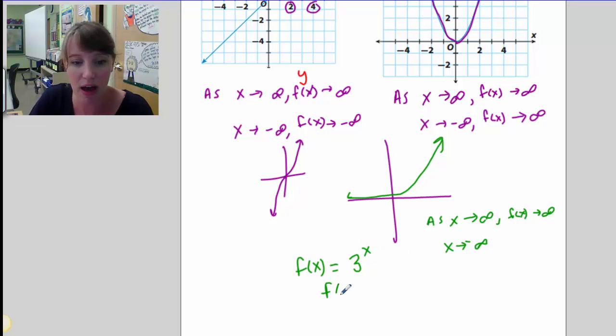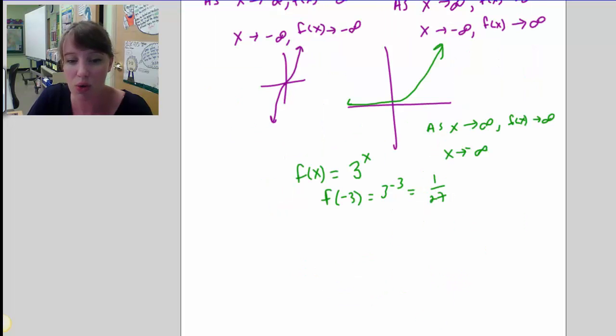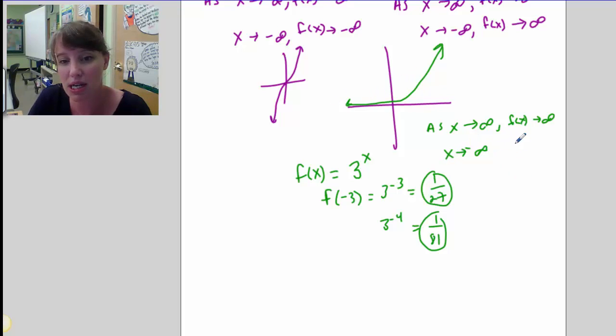So f of negative 3, for instance, would be 3 to the negative third, which would be 1 over 27, right? And then 3 to the negative 4 would be 1 over 81, and so on. So this number gets smaller and smaller, and actually the numbers approach the x-axis. It asymptotes at the x-axis. We've talked about this before. So as x goes to negative infinity, f of x goes to 0.